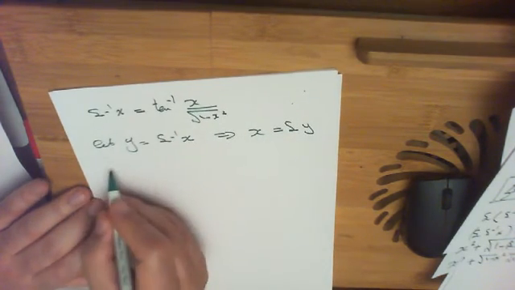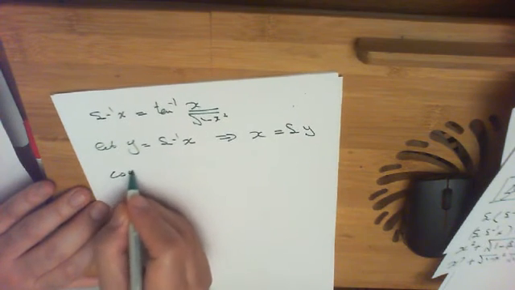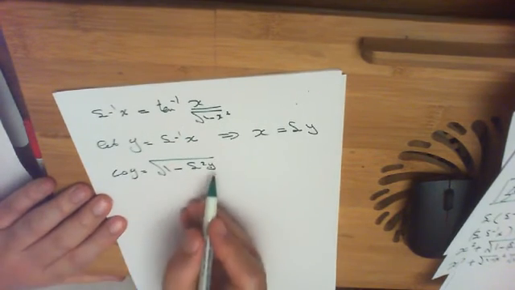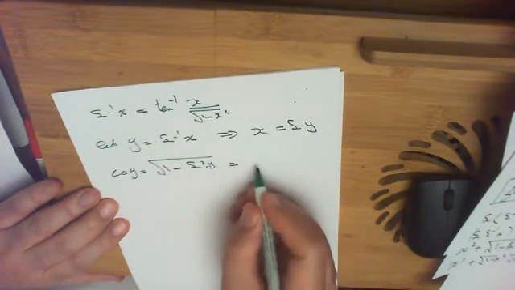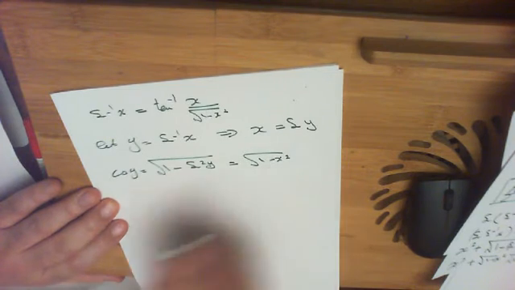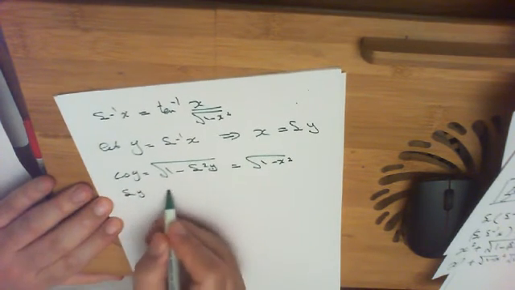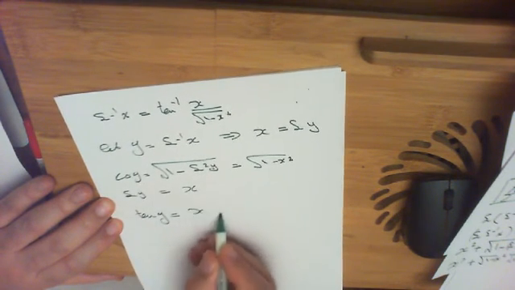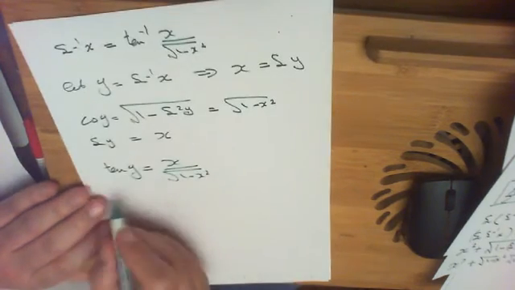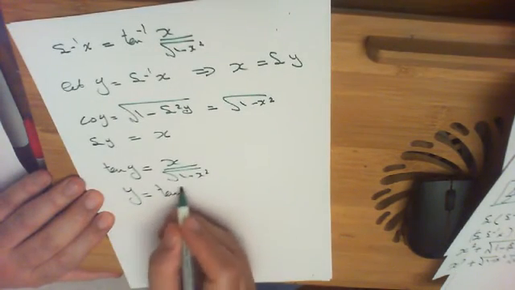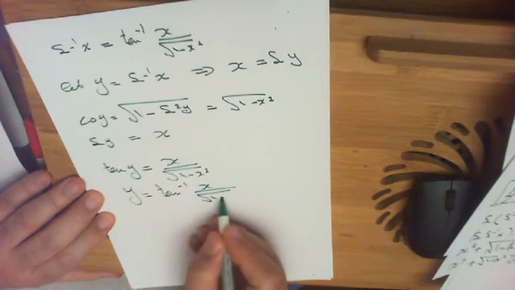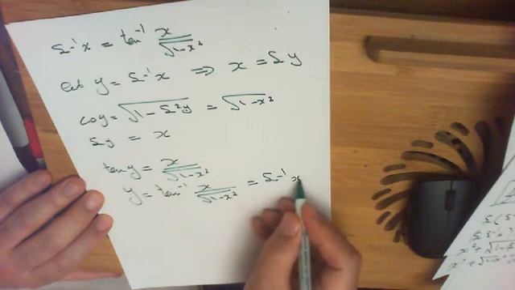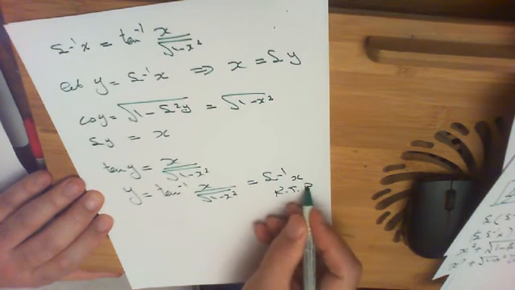So this is cosine y, as we said, root of 1 minus sine squared. But sine y is x. So we have root of 1 minus x squared. So sine over cosine, we have tan y, which is x over root 1 minus x squared. So y equals tan minus 1 of x over root 1 minus x squared. But y is sine minus 1 x. This is what was required to be proved.